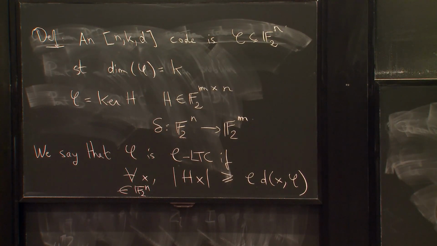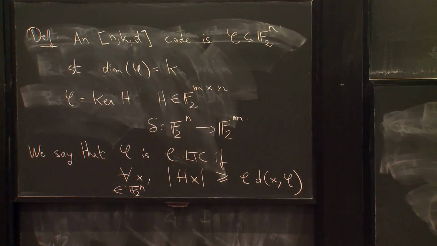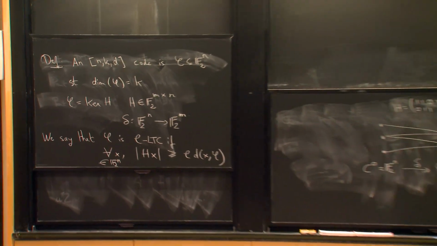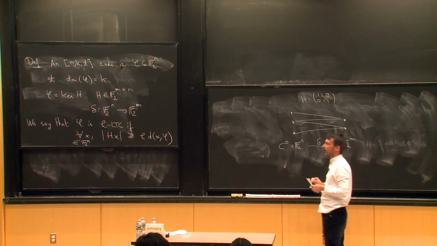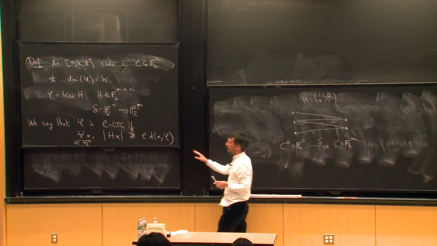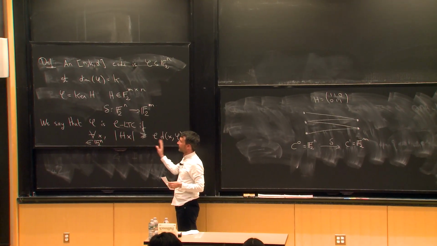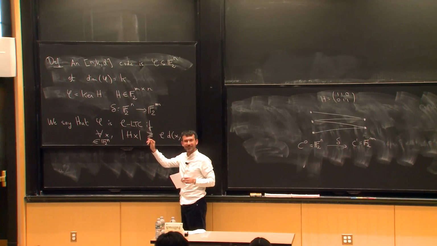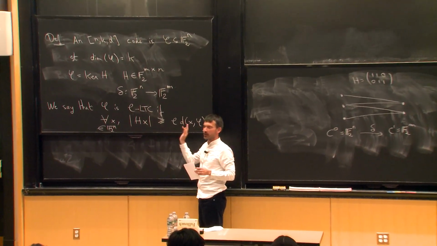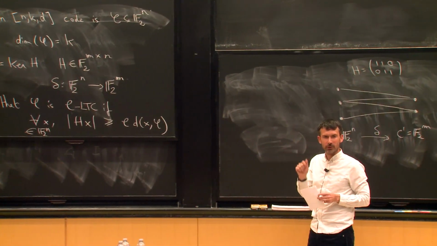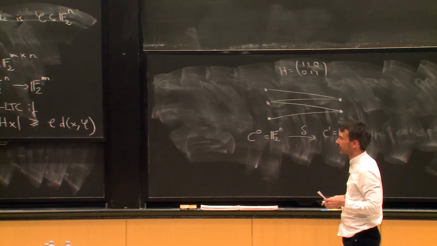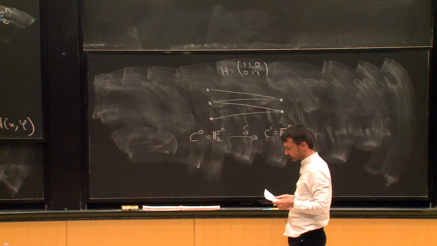Okay. So if you're a little bit ahead of me, you can see how this is maybe going to be related to the problem that we were worried about before, because this gives us a little bit of control. It says that words that have low energy, that satisfy most of the checks, are close to the code. And this is something that gives me a handle on what low energy words look like. But this is all classical.